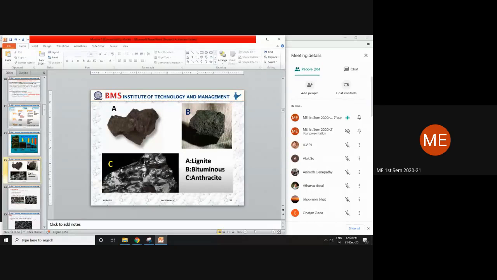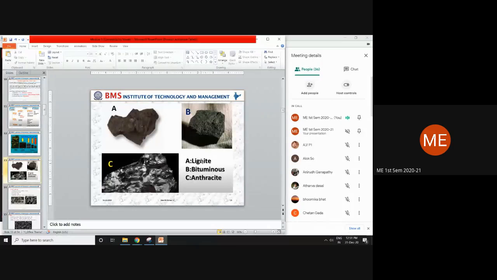In anthracite coal, the carbon content will be huge, and the calorific value will be huge. There is no moisture content at all, so this is considered the highest quality of coal. All these are coal only, but lignite is lower quality, bituminous is intermediate, and anthracite is the highest quality coal. By the appearance only you can identify.